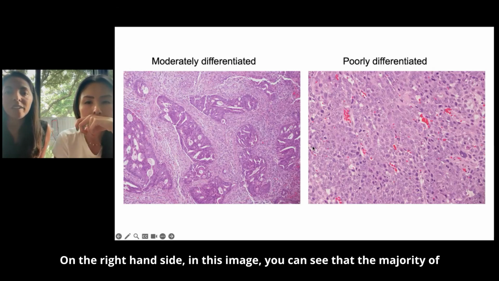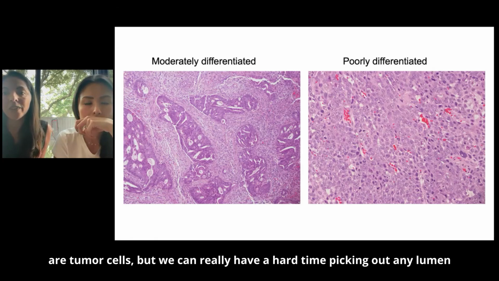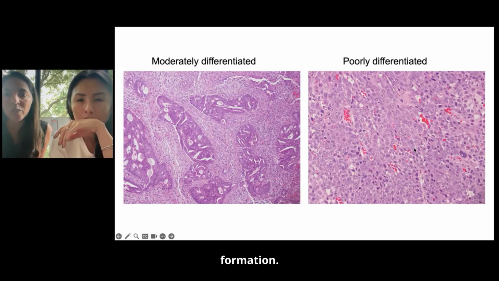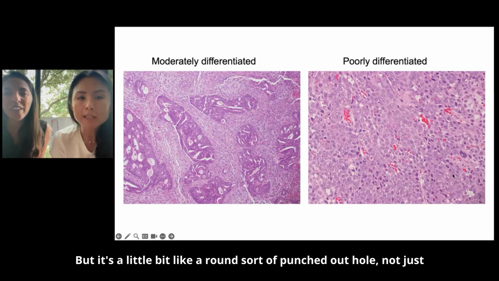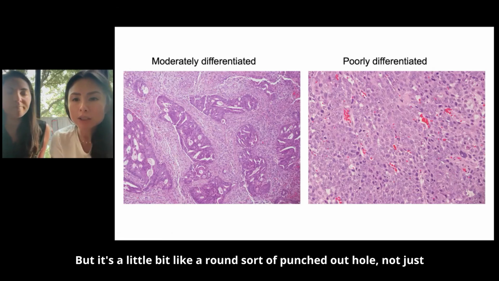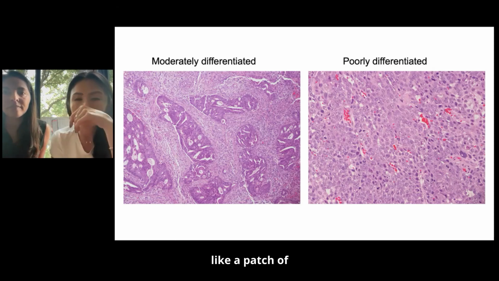On the right-hand side in this image, you can see that the majority of the cells here are tumor cells, but we really have a hard time picking out any lumen formation. There might be a subtle one right here, but a lumen really has to be like a round, punched out hole, not just a patch of white.